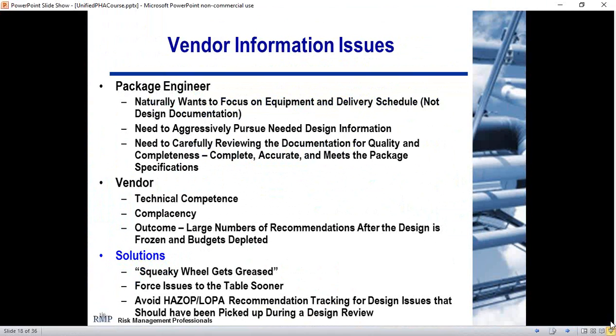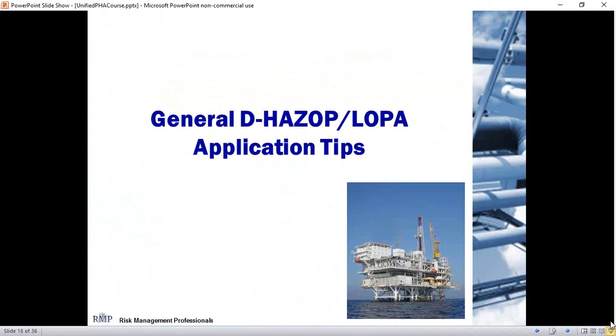The package engineer has to be the one fighting to get the information, and the overall process engineers have to be fighting to get this evaluated as part of a holistic evaluation of your process unit. Forcing issues to the table sooner is very important, and you want to avoid the large number of recommendation tracking for design issues that really should have been picked up during a design review. We're going to talk about recommendations and having too many of them in a few minutes.